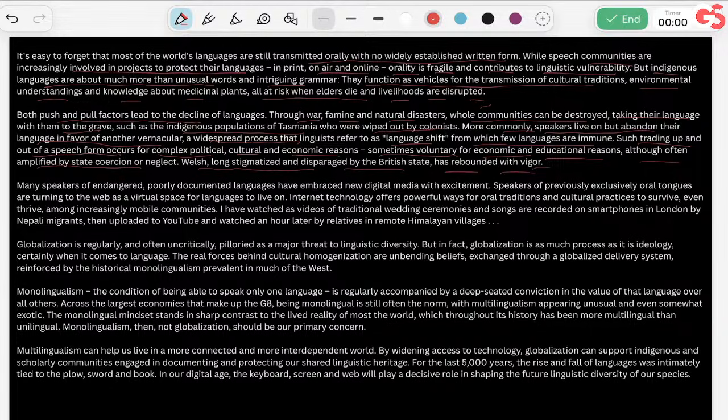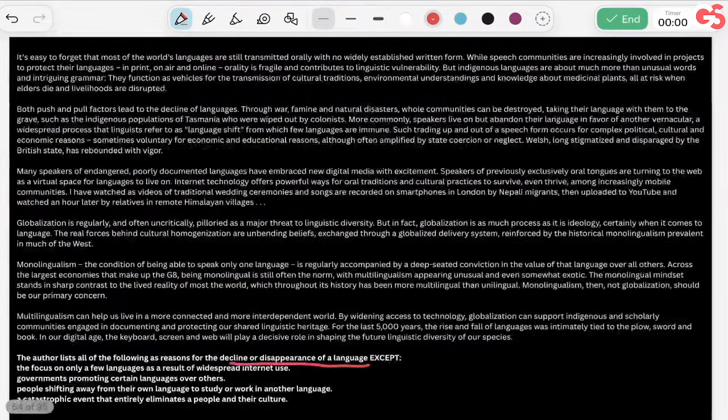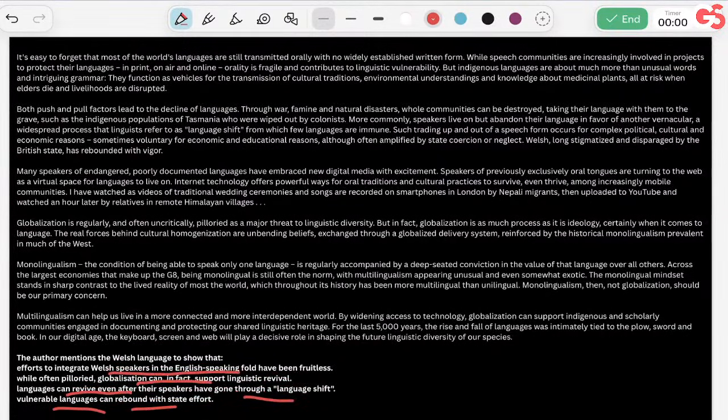Okay, now Welsh, I think we can answer the question, right? We can answer one question. Which one? About the Welsh, isn't it? So if you look at not this, not this, this, the author mentions Welsh to show what? So can we answer this? If not now, let me read the next paragraph about this. Many speakers of endangered, poorly documented languages have embraced new digital media with excitement.